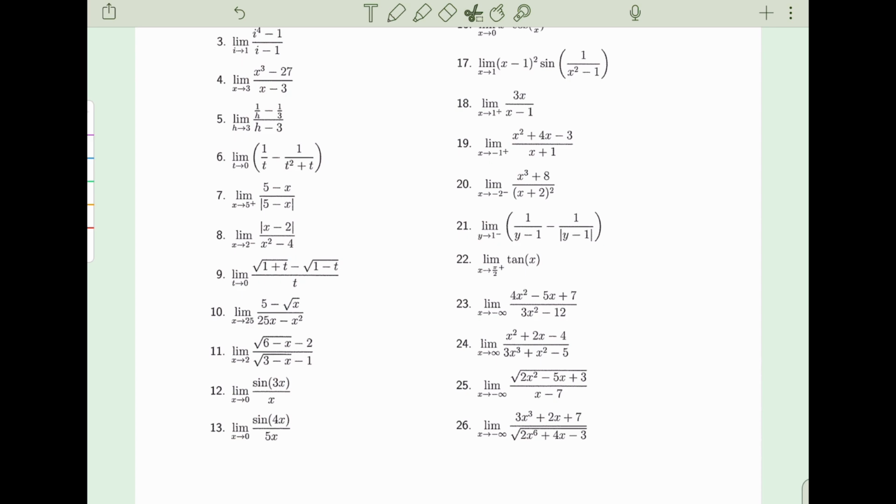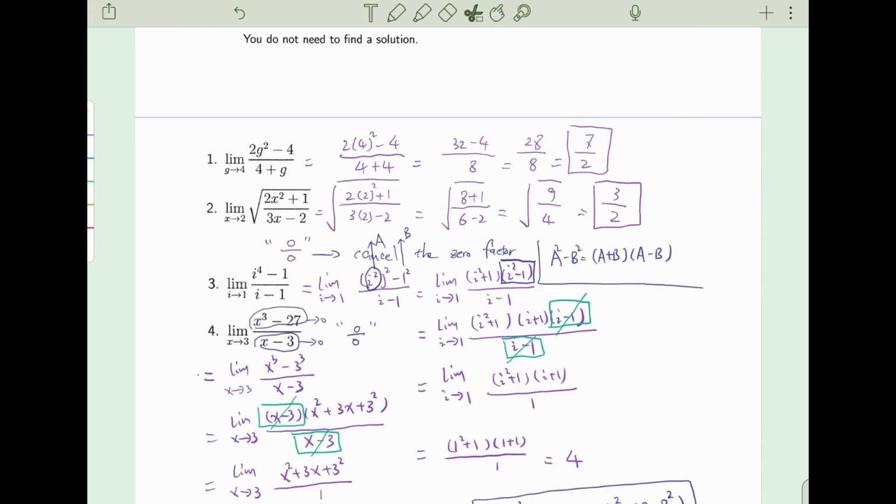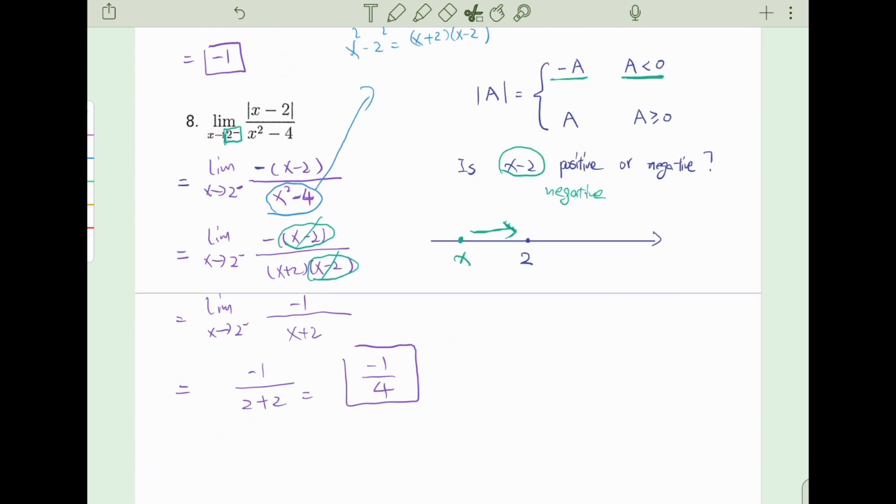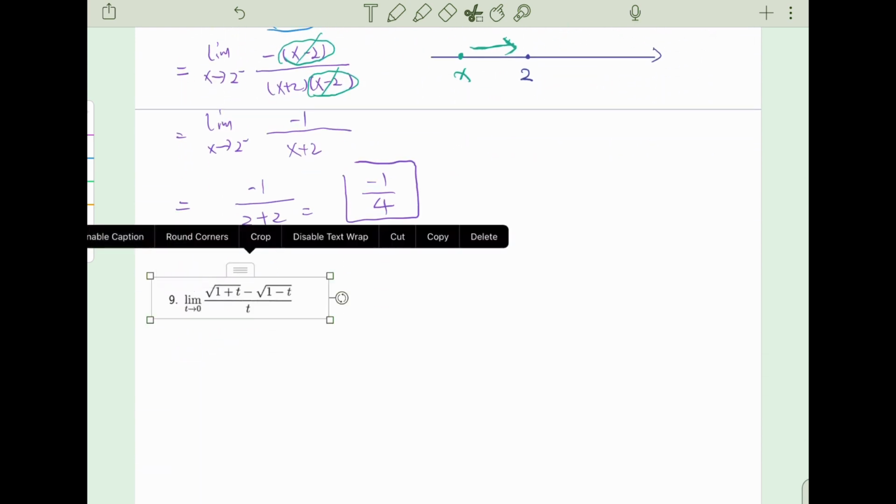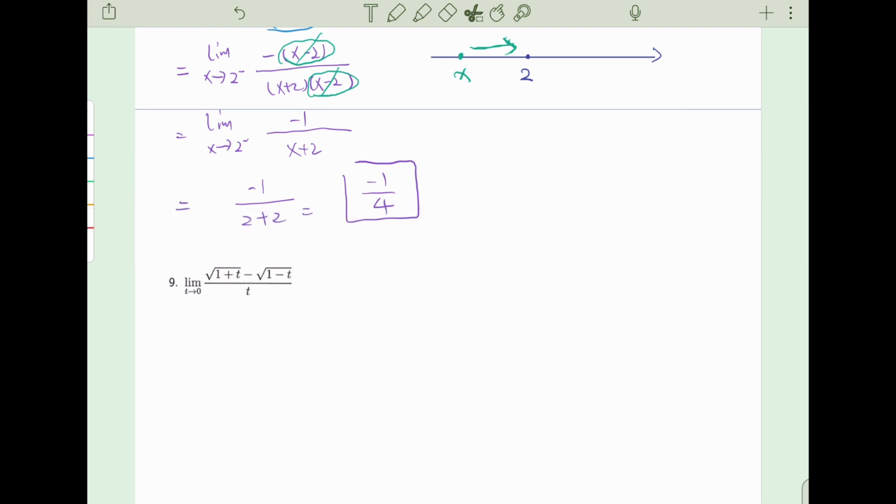Now let's continue and see question 9. That is a new type of question. Okay, there's no absolute value and it's a fraction, and there's nothing for us to cancel. We can make use of the difference of square formula, right? And instead we have a square root here. So what do we do? It won't be that simple, right?